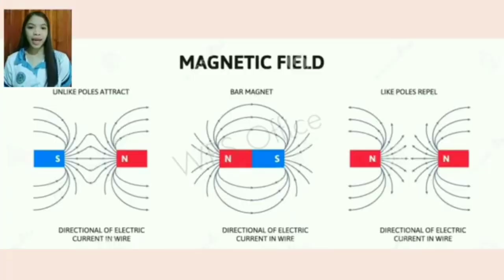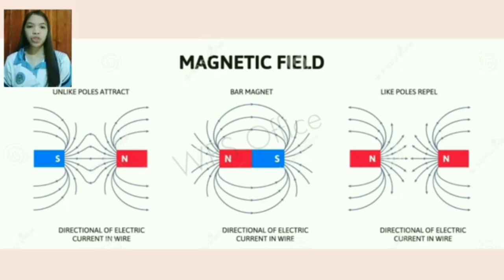This picture explains how magnetic fields work. The left side shows that opposite ends of magnets, the north and south, attract each other. This means a north pole will pull a south pole closer.